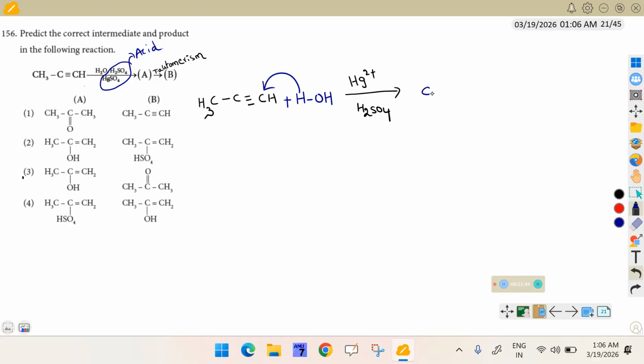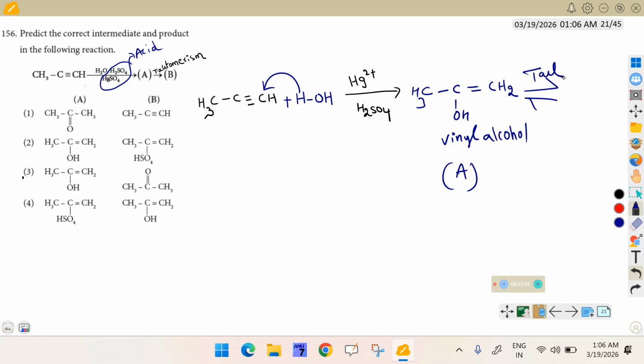So then it gives CH3 COH double bond CH2. This is vinyl alcohol. Vinyl alcohols participate in the tautomerism process. Then the proton is migrated towards the unsaturated carbon which contains more number of hydrogens. The pi bond is migrated towards the oxygen side. Then it gives CH3COCH3. This is B. So the third option is the correct option.